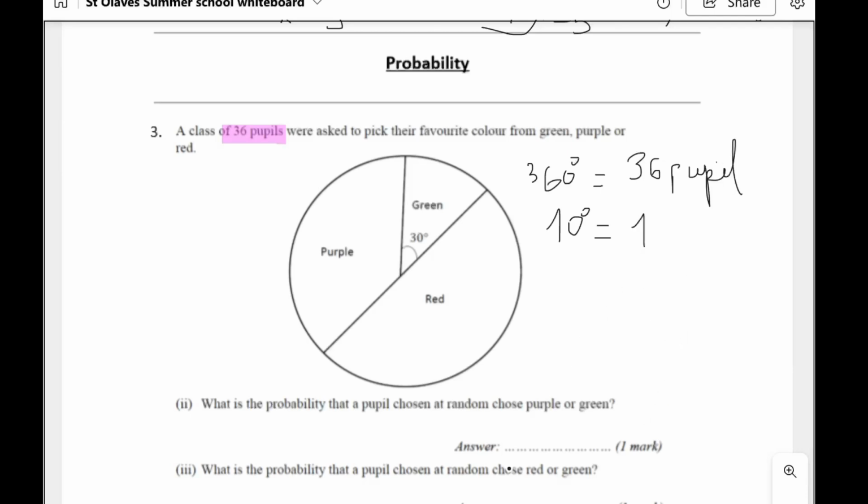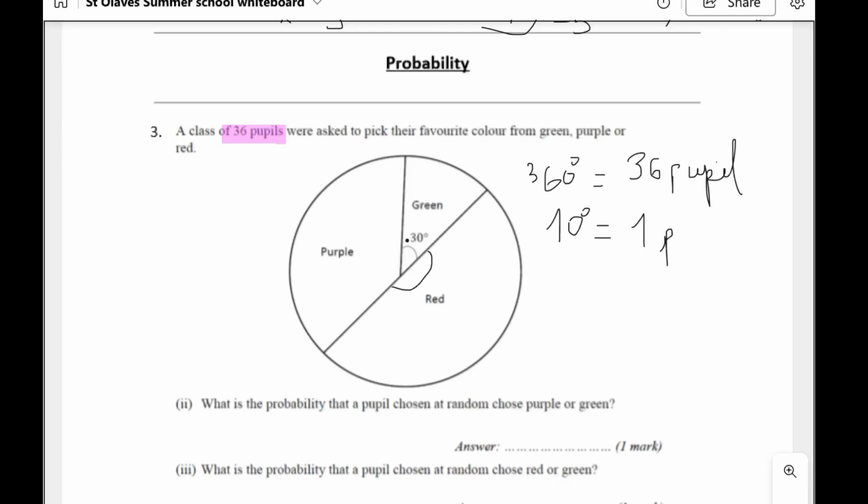And then this will also be 1 pupil. Let's just call it 1p. Now, we know that red is exactly 180 degrees because it's just a straight line. It's the diameter. Now, we can sort of see that purple and green make up half the pie chart anyways.